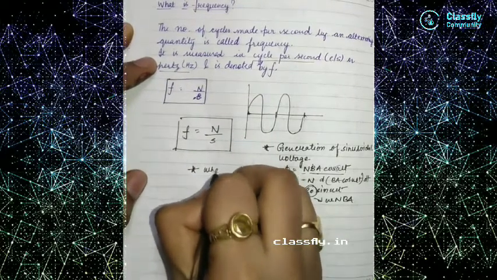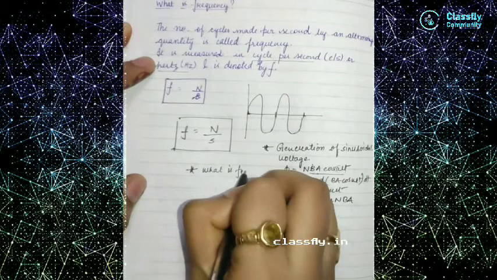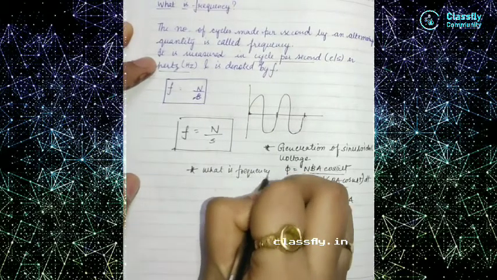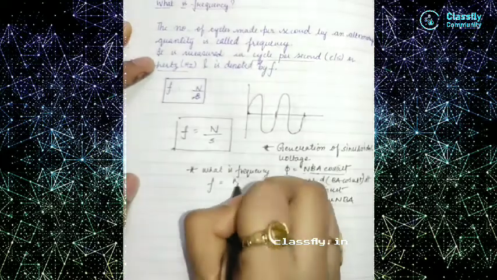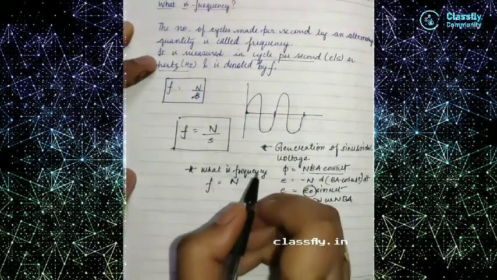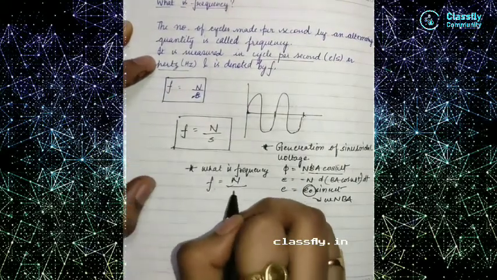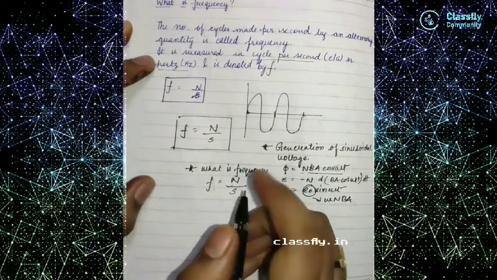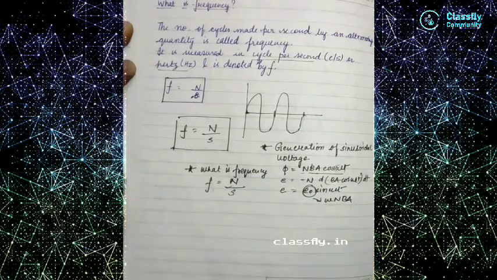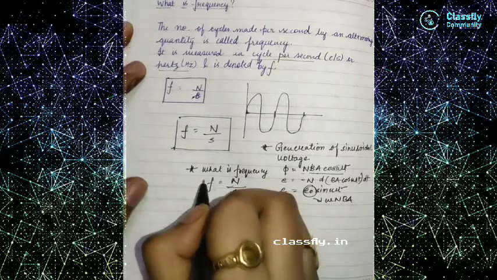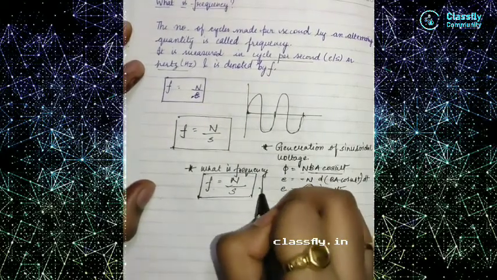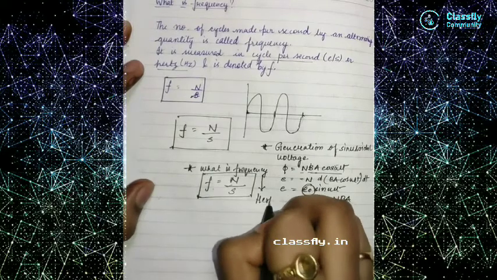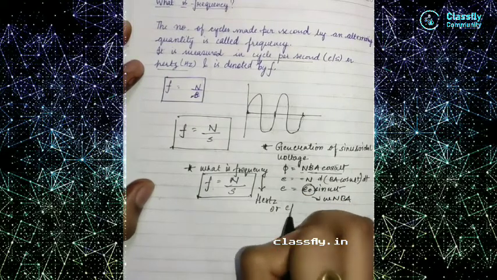We also learned what frequency is. In simple words, frequency is the number of cycles, represented by N, per second. So the total number of cycles per second of an alternating quantity is called frequency. And we know that frequency's unit is hertz or cycles per second.